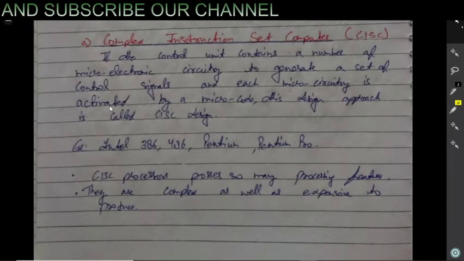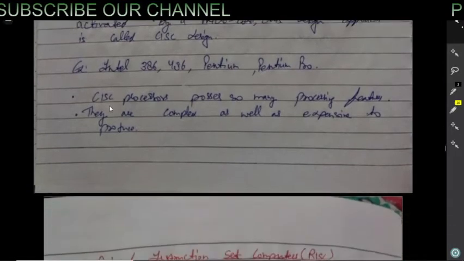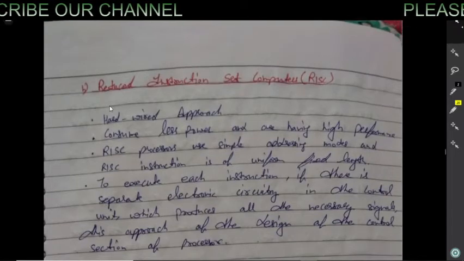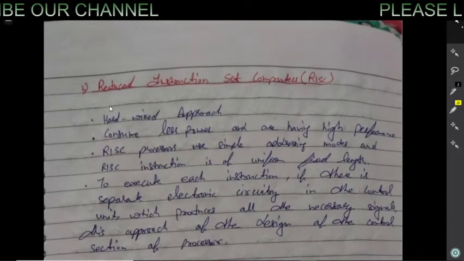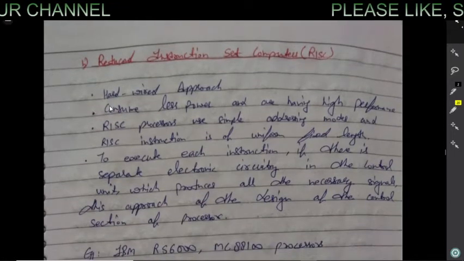CISC processor possesses so many processing features. They are complex as well as expensive to produce. RISC, reduced instruction set computer, hardwired approach, consumes less power and has high performance.